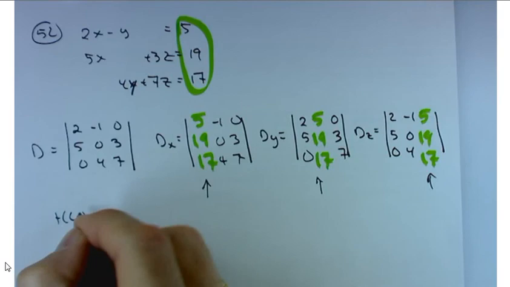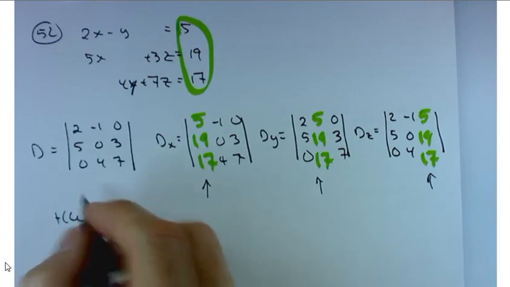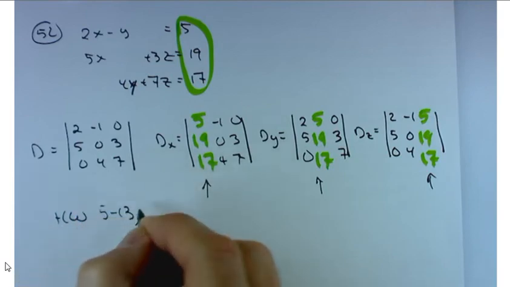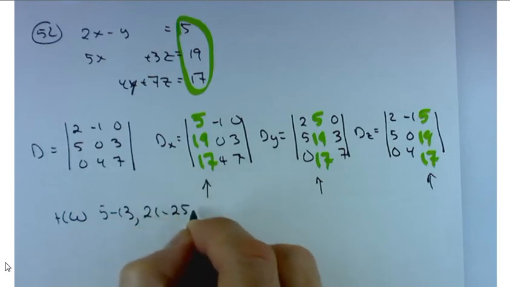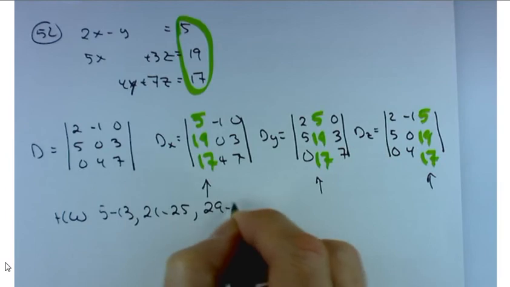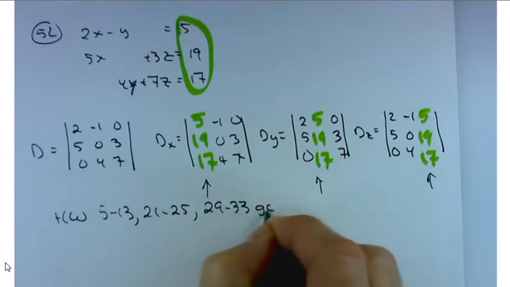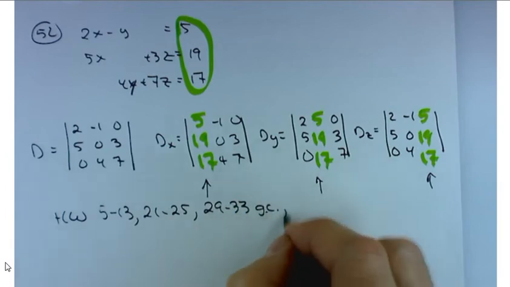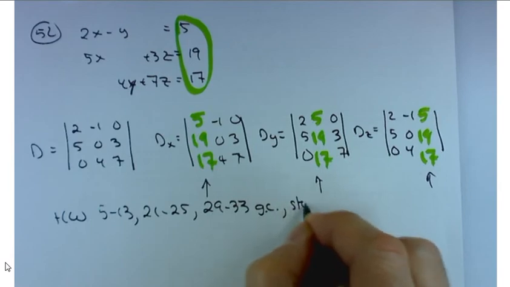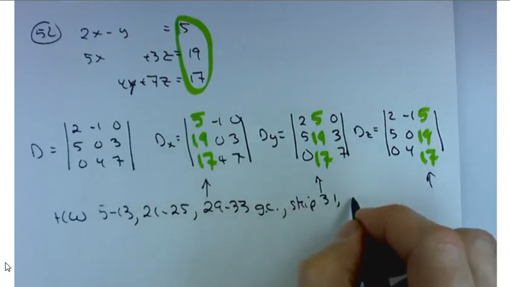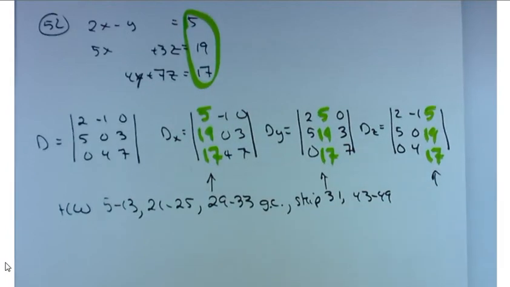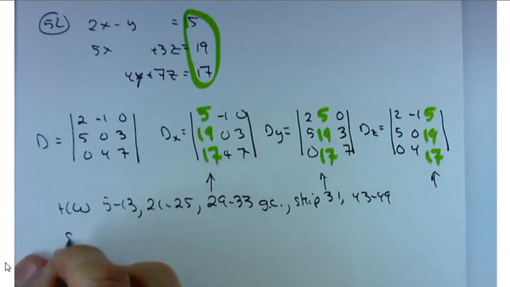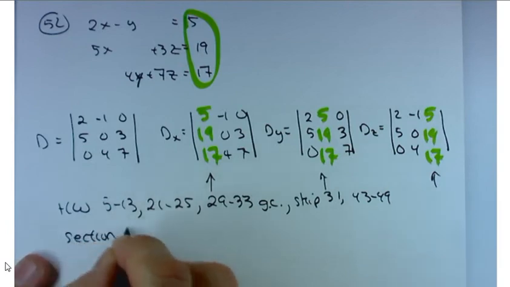For homework, try 5 through 13, 21 through 25, 29 through 33, I suggest you do those on the graphing calculator. You can skip 31, and then 43 through 49. So again, I'm really trying to keep the homework to the minimum that I think you need in order to practice. That's section 10.6.